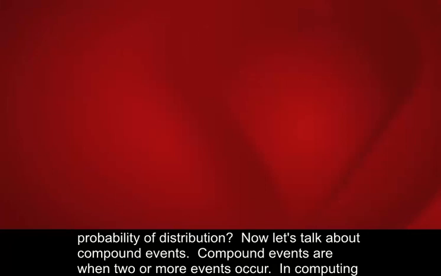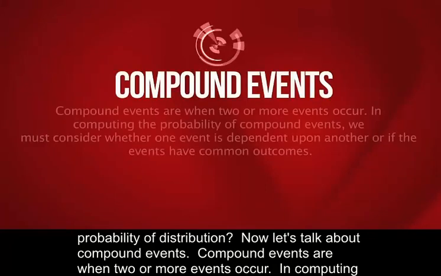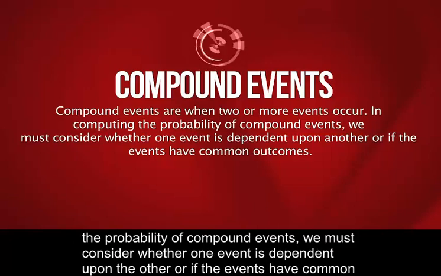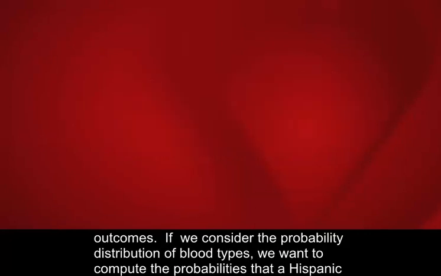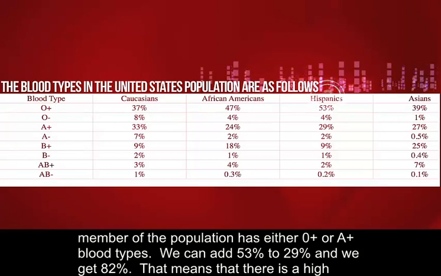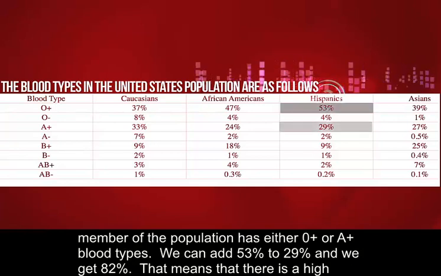Now let's talk about compound events. Compound events are when 2 or more events occur. In computing the probability of compound events, we must consider whether one event is dependent upon the other or if the events have common outcomes. If we consider the probability distribution of blood types, we want to compute the probability that a Hispanic member of the population has either O positive or A positive blood types.